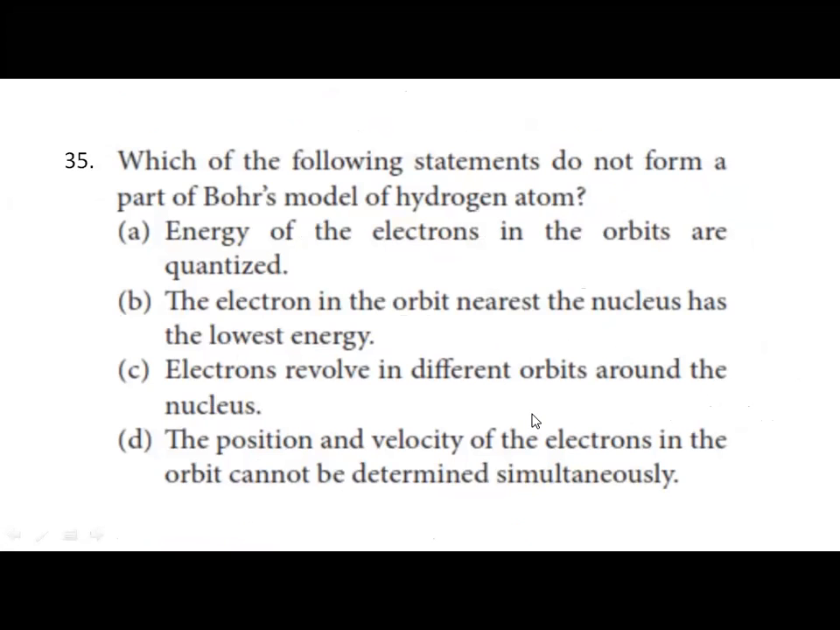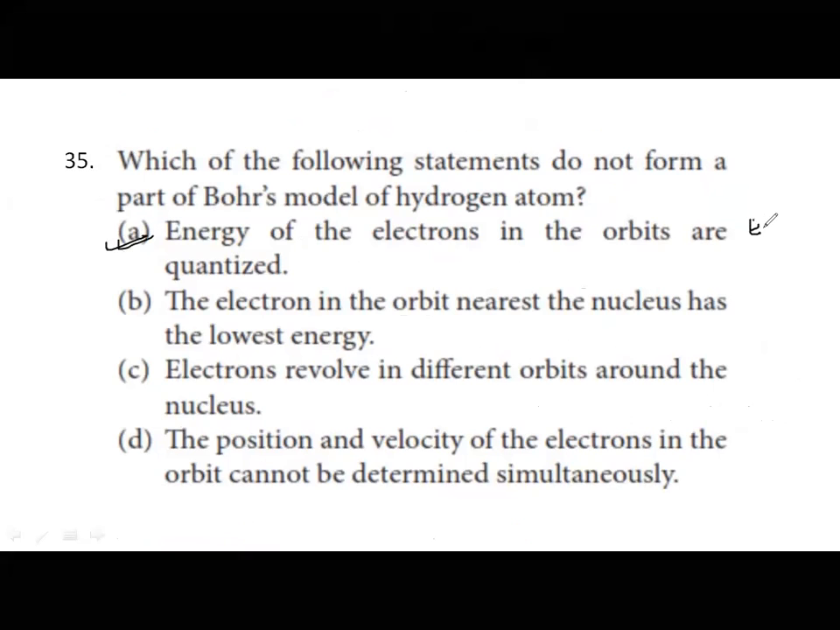Next, which of the following statements do not form a part of Bohr's model of an atom? Okay. First option, energy of electrons in the orbits are quantized. Yes or no? First point, it is correct because the energy of every orbit is fixed. So when the electron is revolving in its particular orbit, it will neither lose energy nor gain energy. So energy remains fixed. Therefore, he called those orbits energy levels or stationary states.